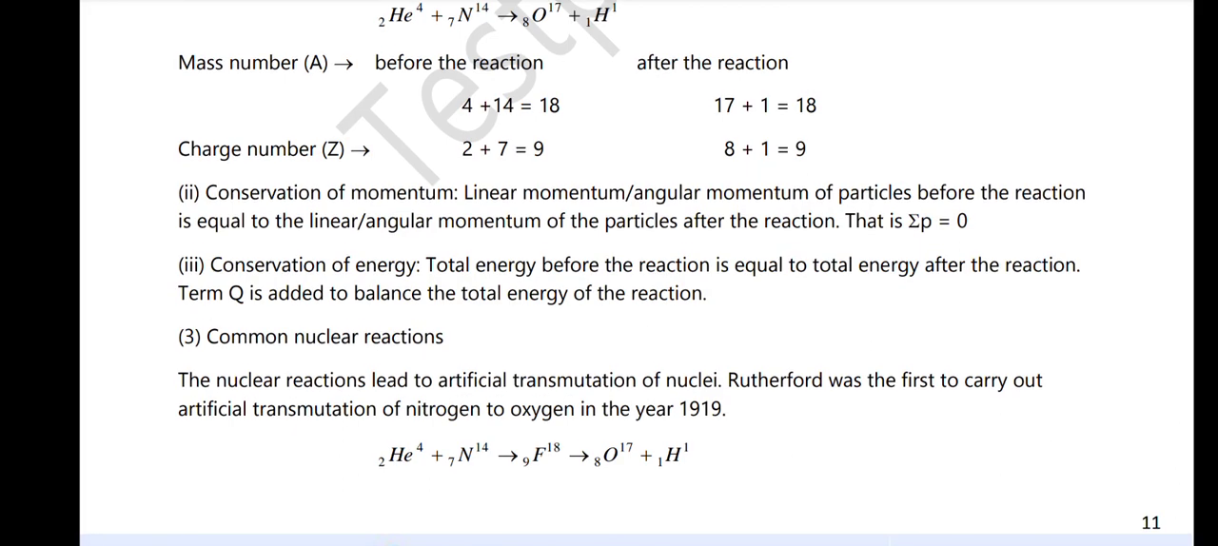Conservation of momentum: the linear or angular momentum of a particle before the reaction is equal to the linear or angular momentum after the reaction takes place. And also conservation of energy: the total energy before the reaction is equal to the total energy after the reaction.